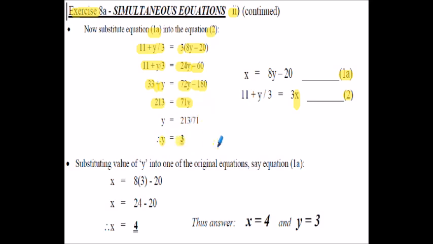To find the value of x, we back substitute into equation 1a, so x is equal to 8 times y, well y is 3 above, take away 20, evaluating the equation to get x equal to 4. So we know x is equal to 4 and y is equal to 3.